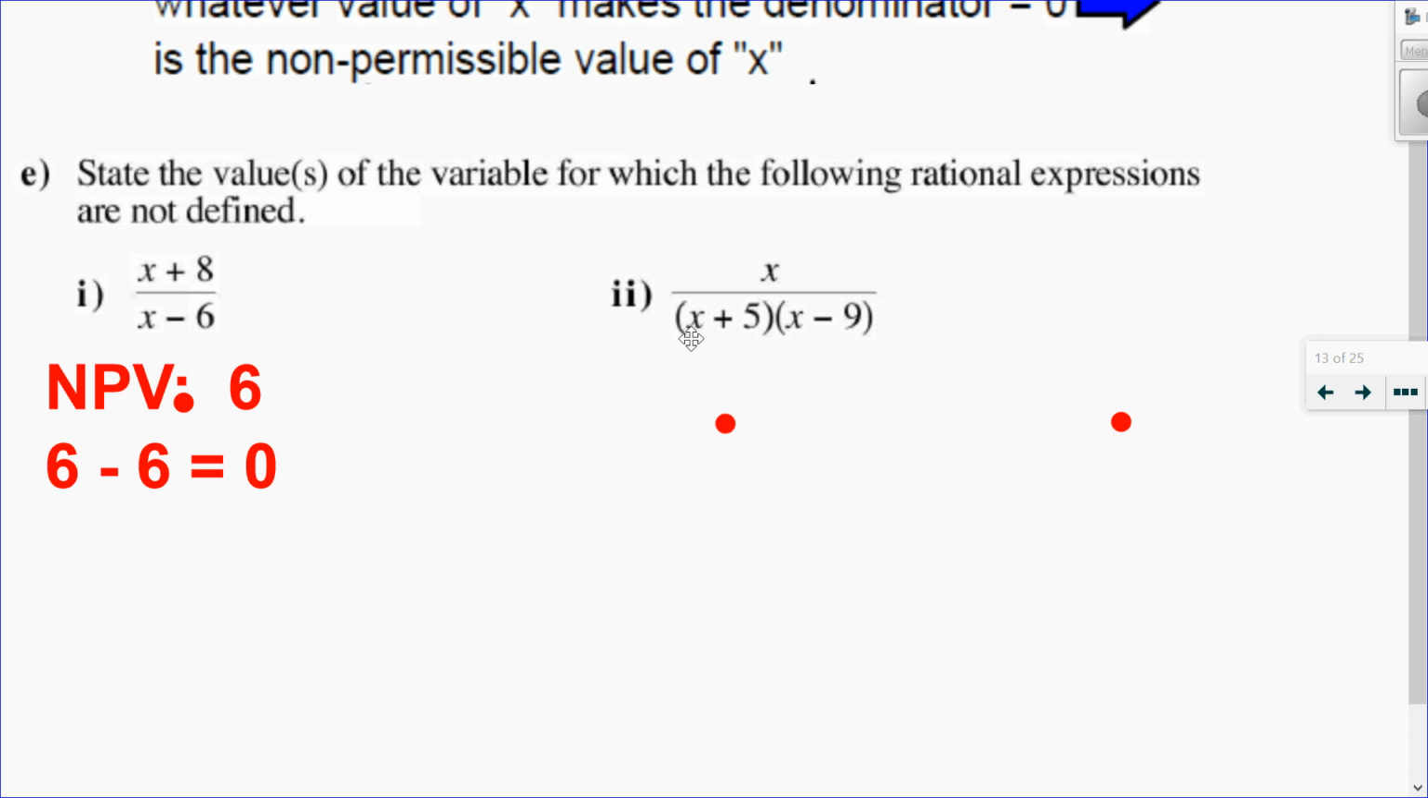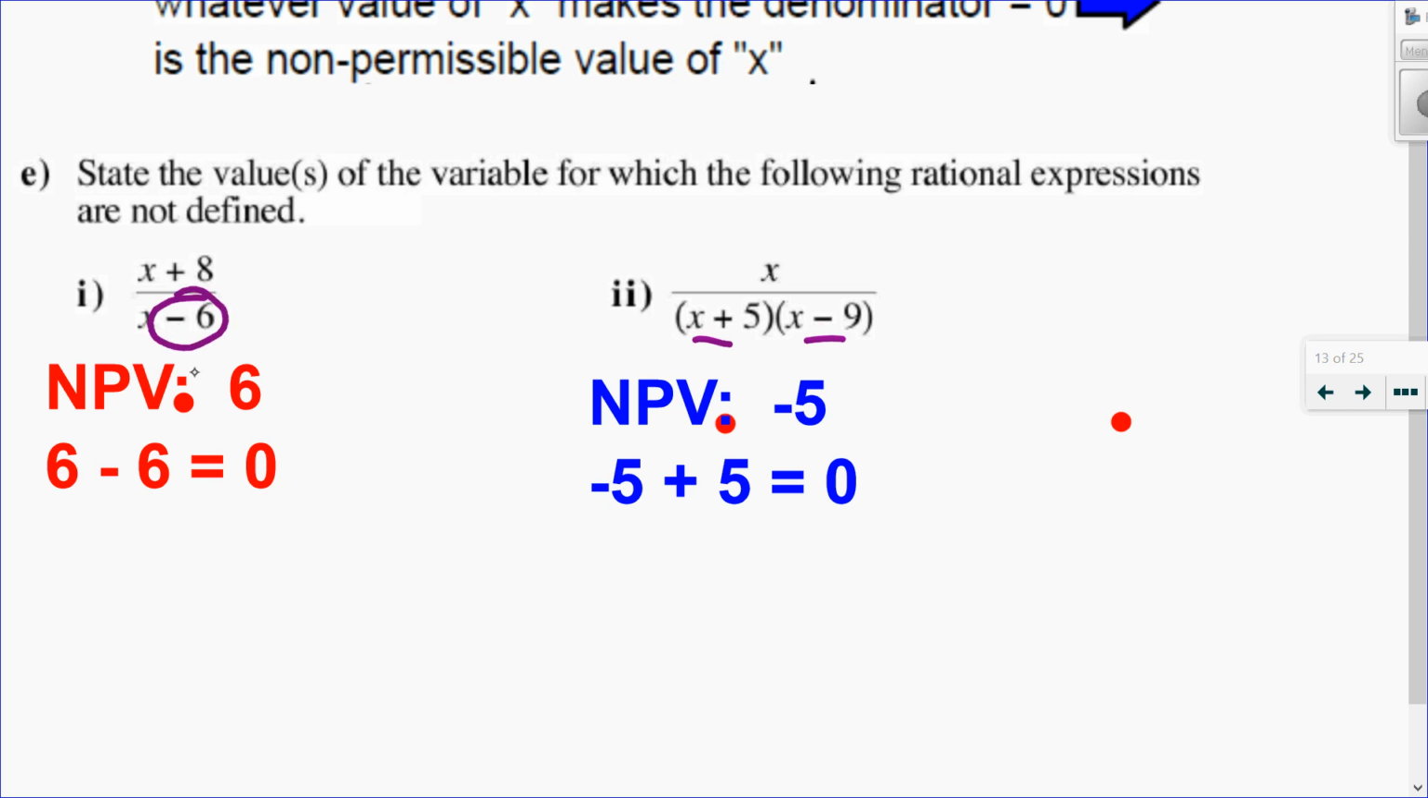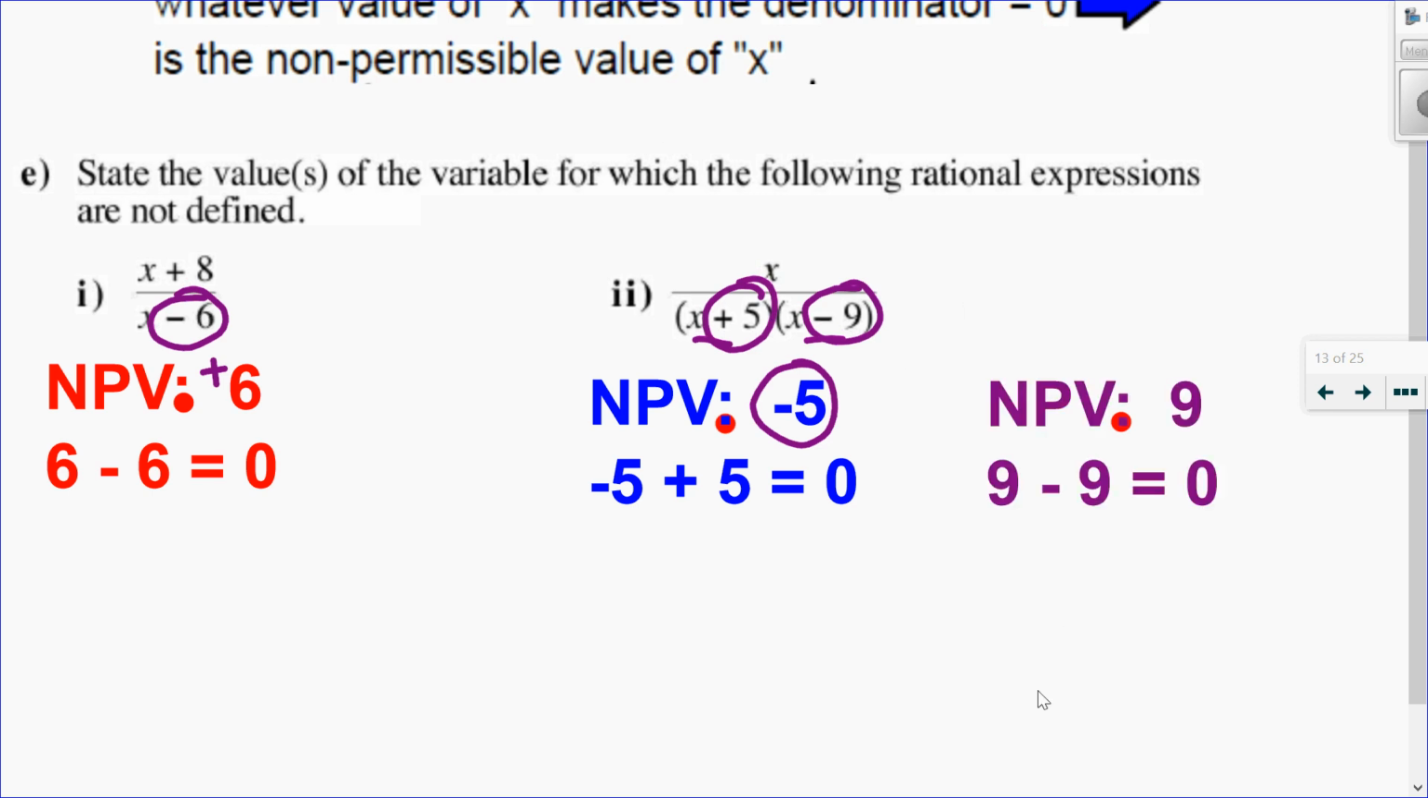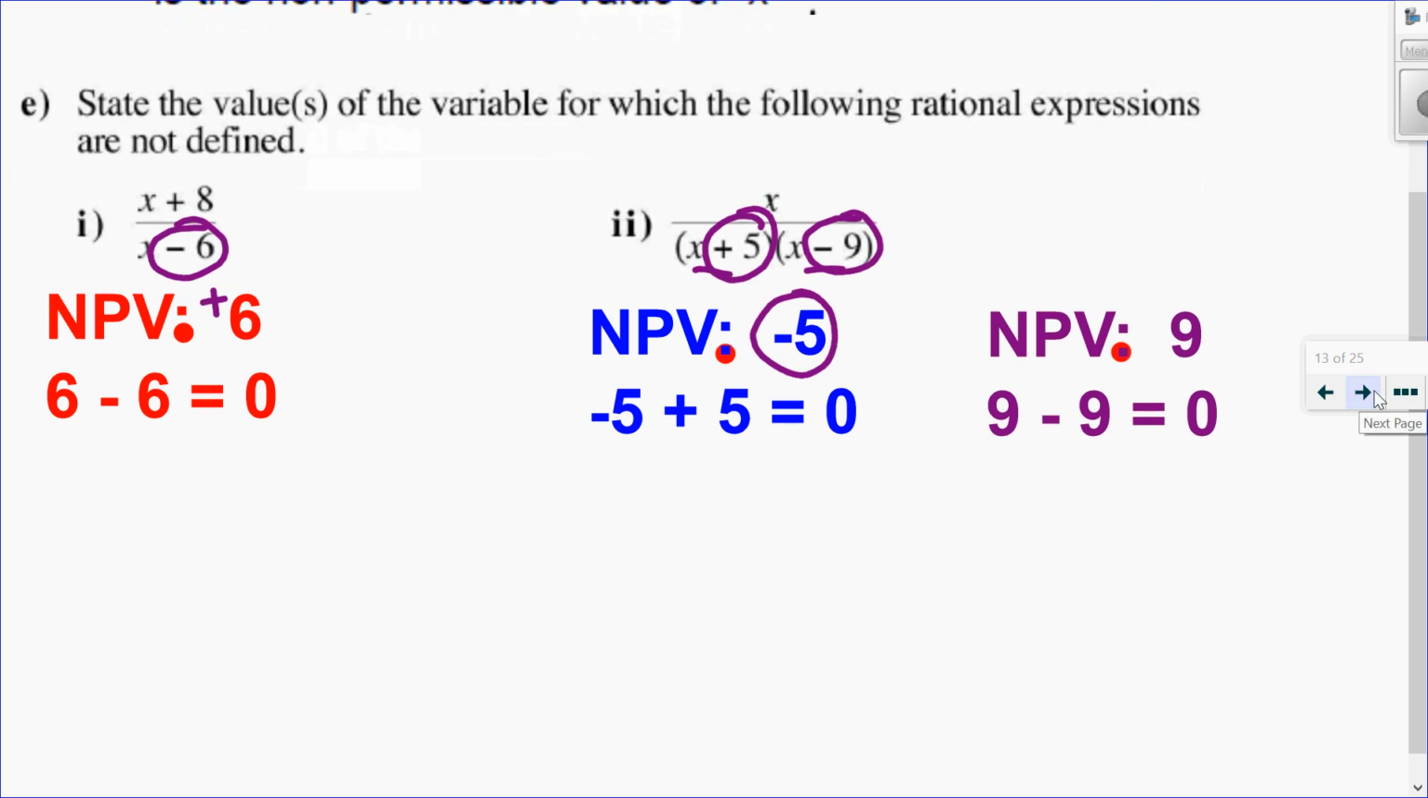If you look here, I have two factors. So let's look at my first one, x plus 5. Well, that non-permissible value is negative 5. So I just did the opposite, because negative 5 and positive 5 is 0. So see here how I had a minus 6 and my non-permissible value is a positive. Here I have a positive 5. My non-permissible value is a negative 5. Well, look at this one. I have a negative 9. So the non-permissible value following that pattern should be positive 9, because 9 take away 9 is 0. Okay, so this is how I can figure out the non-permissible values.